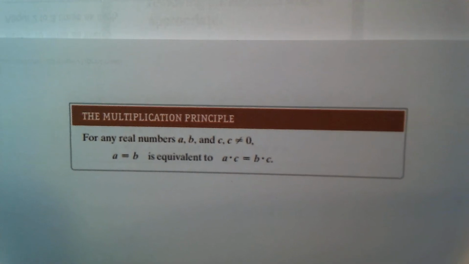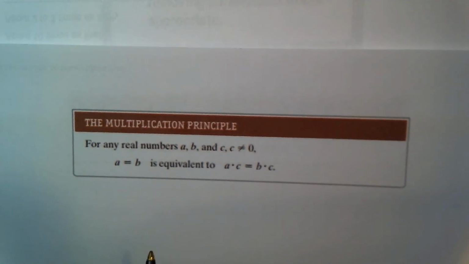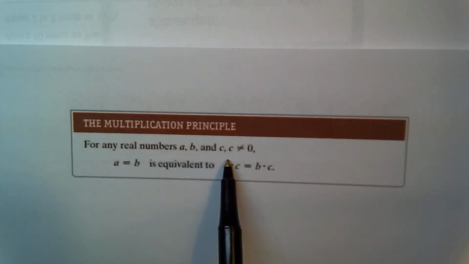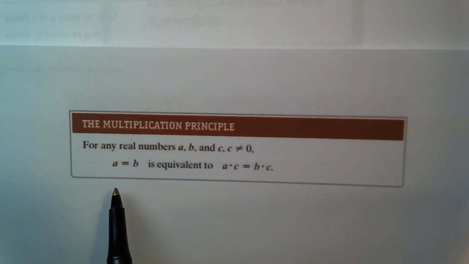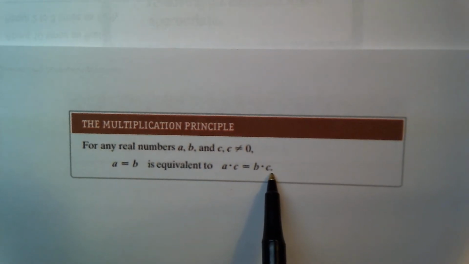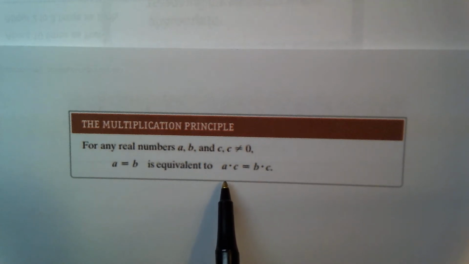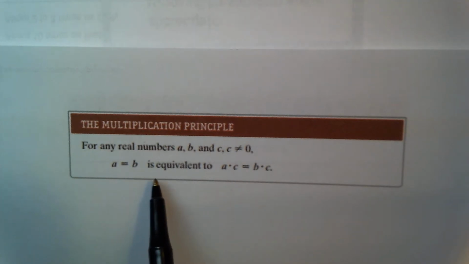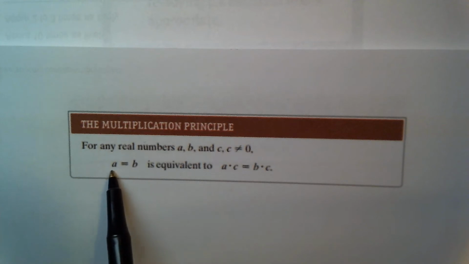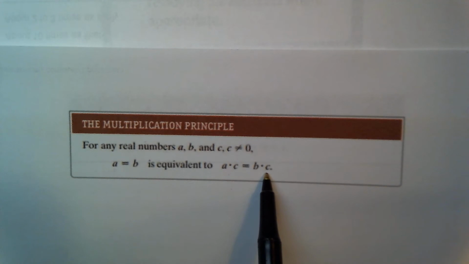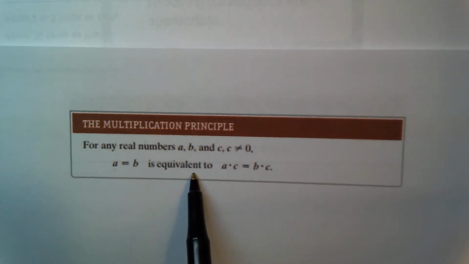Then the next part would be the multiplication principle of equality. Again, for any three real numbers a, b, and c, where c is not equal to 0, a equals b is equivalent to a times c equals b times c. In other words, multiplying both sides of the equation by a non-zero factor, c, gives us an equivalent equation. Again, the solution set of this equation and the solution set of this equation are the same because they are equivalent.